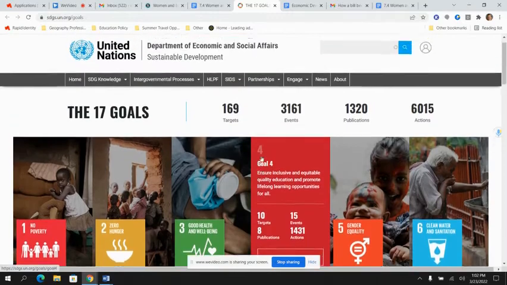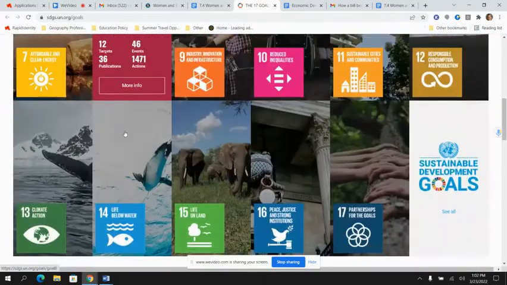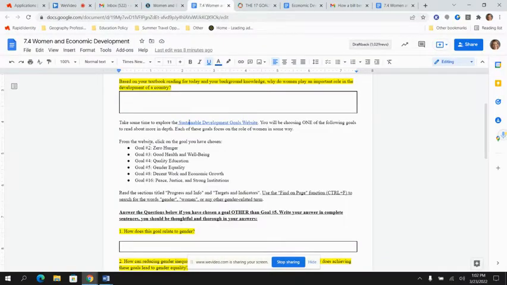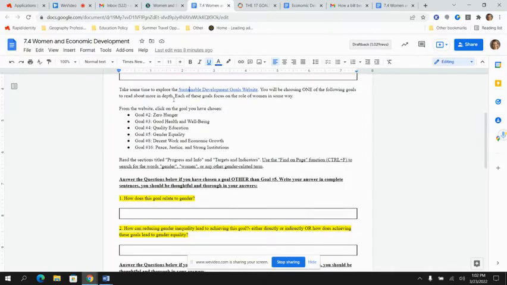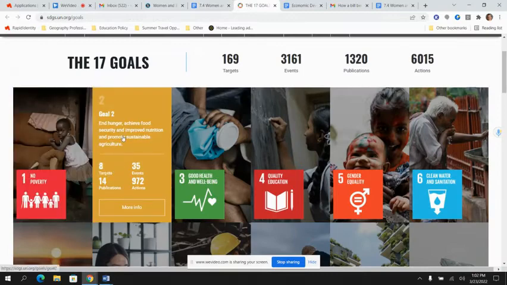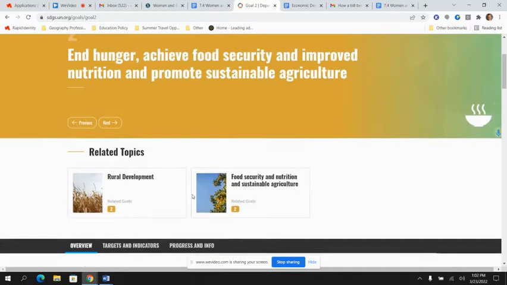As you take a look at it, you're going to be brought to a United Nations website. You're going to see the 17 different goals that are all interactive. You're going to be able to click on them. And you are going to choose one of these 6 goals. When you choose one, let's say I'm going to do zero hunger, I'm going to find zero hunger and click on it. I'm going to get more information. It's going to bring me here.